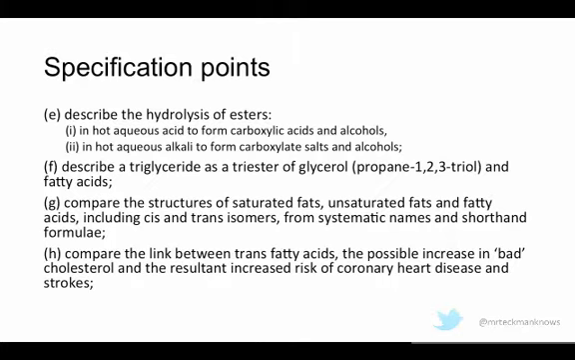I've skipped a couple out because they are referring to just stating things, like stating that esters are used for perfumes and stating the use of fatty acids as biofuels. We'll talk about that in the lesson a little bit, but I'm not going to waste my time or your time here talking about them.